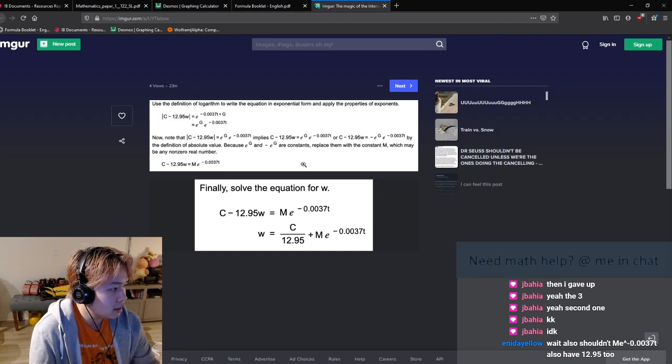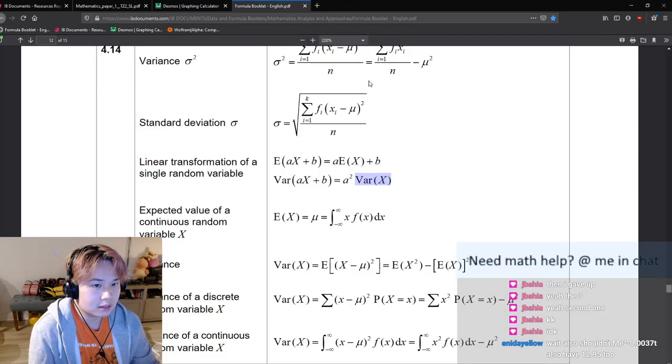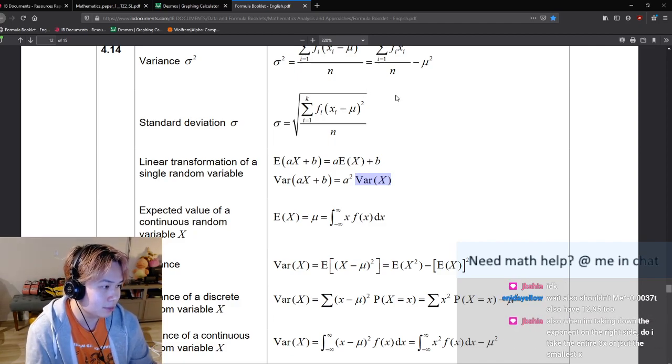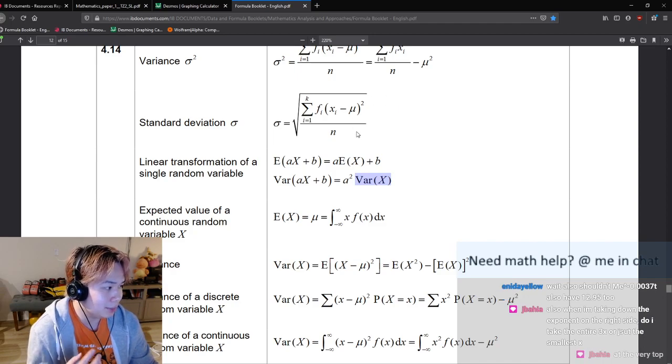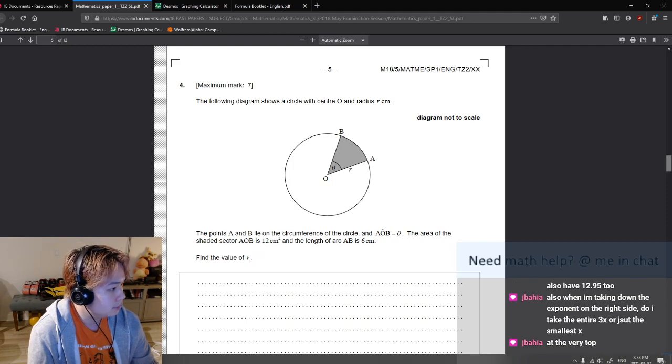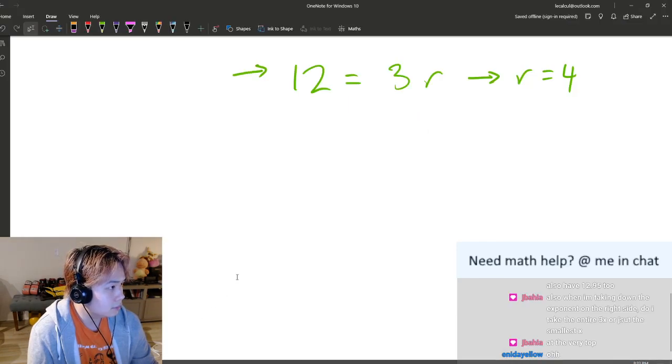Shouldn't what? No. Because the m absorbs it, because m just represents any number, whatever works. So you just replace the old m with the new m, which includes the division, because it's all constants anyways. Also, when taking down the exponent on the right side, you take the entire thing. You take the entire thing.